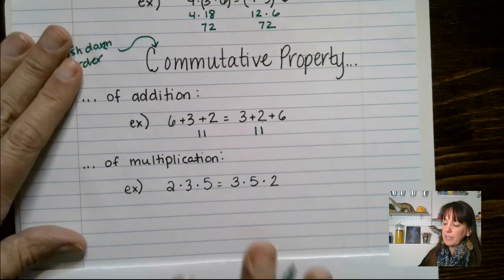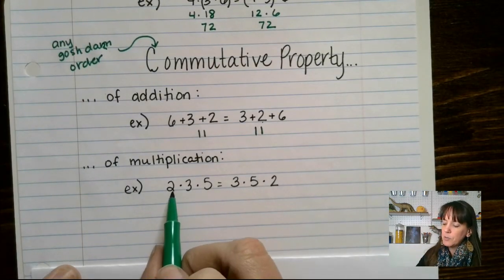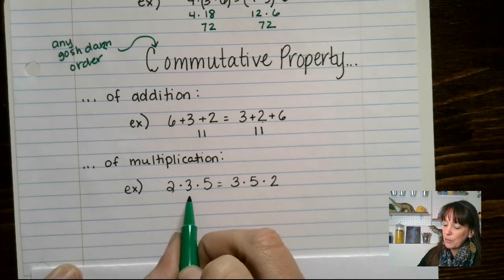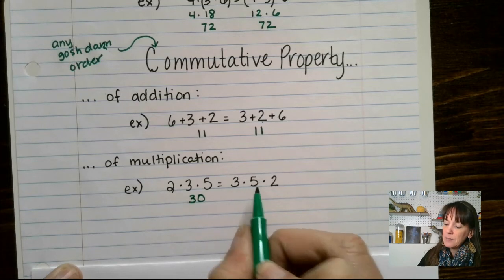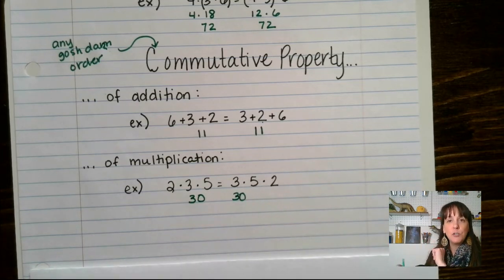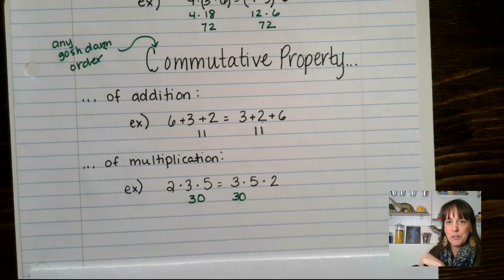Same thing with our multiplication. We're allowed to do this in any gosh darn order. 2 times 3 is 6, times 5 is 30. 3 times 5 is 15, times 2 is also 30. So we are allowed to multiply or add in any gosh darn order. You just have to be very mindful of your signs as you're doing so.